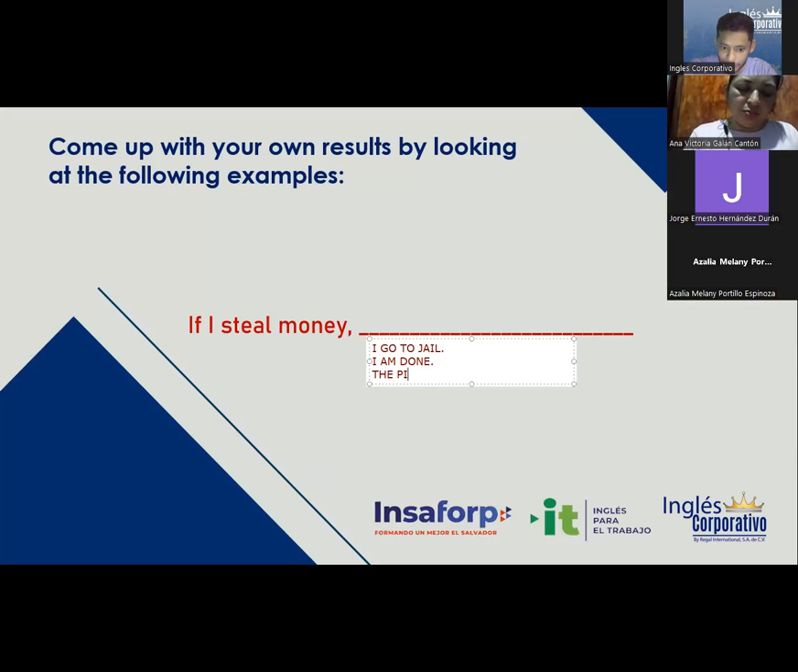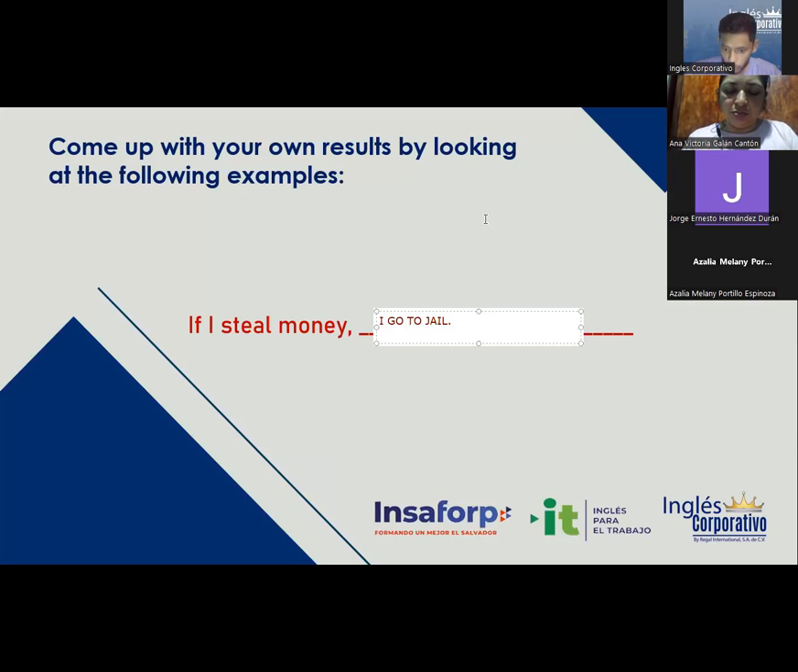The police chase me. Me sigue la policía. Okay. Pero el más obvio es el primero, I go to jail. Voy a prisión. Si yo hurto dinero, voy a prisión. If I steal money, I go to jail.